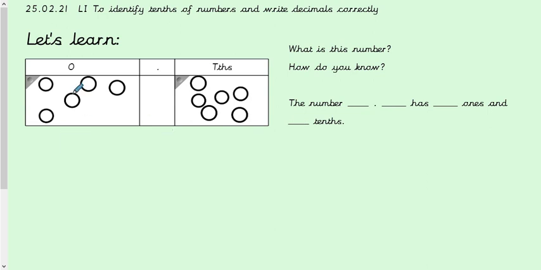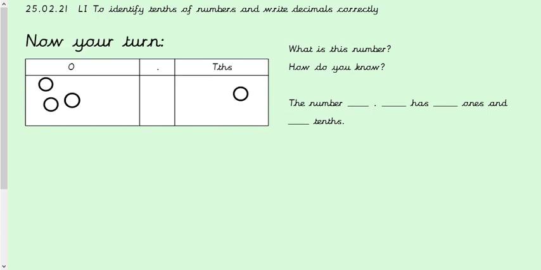So this one has 1, 2, 3, 4, 5 ones and 1, 2, 3, 4, 5, 6 tenths. So therefore the number is 5.6, because that's a decimal point there. So any number after ones, tenths, hundredths, and so on, you have to have a decimal point there. The number 5.6 has 5 ones and 6 tenths. Okay, so now it's time for you to have a go.